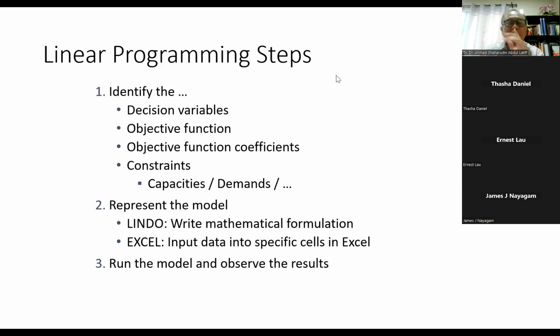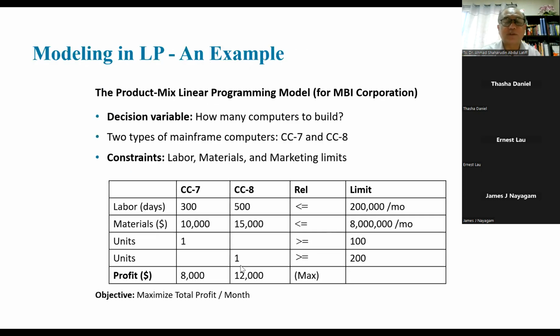So the linear programming steps are to identify the decision variables. What are decision variables? I think we have been repeating this. Decision variables are the independent variables that you decide. Then you look into the objective function, what is the function and the coefficients of the function, and then you look into the constraints. So you can put this formula in Excel or Lindo. Lindo is a software. Run the model and observe the result.